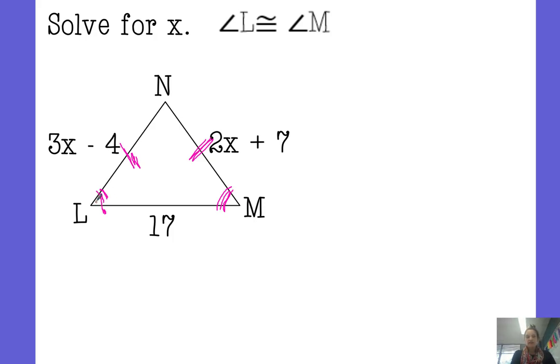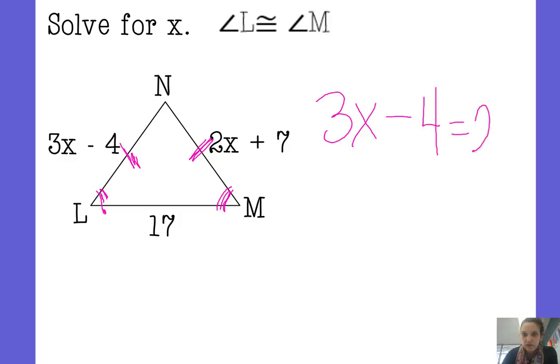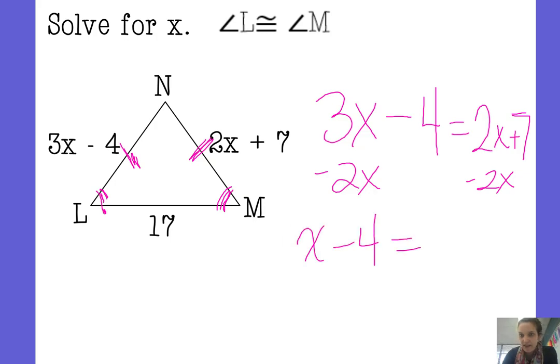So here's the angle, it's the side opposite the angle. Here's the angle, it's the side opposite the angle. So since this is isosceles, since those two base angles are congruent, those two sides are congruent, so I can set them equal to each other. So 3x minus 4 should equal 2x plus 7. So I can subtract the 2x from both sides and then add 4 to both sides, and so x is equal to 11.